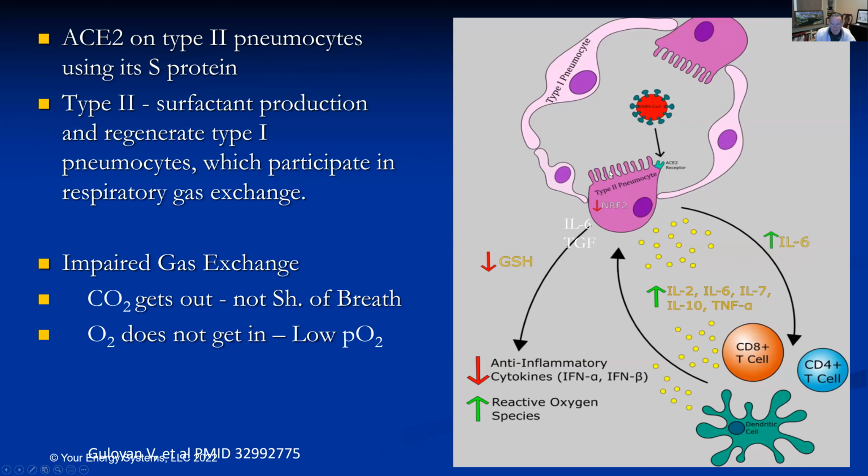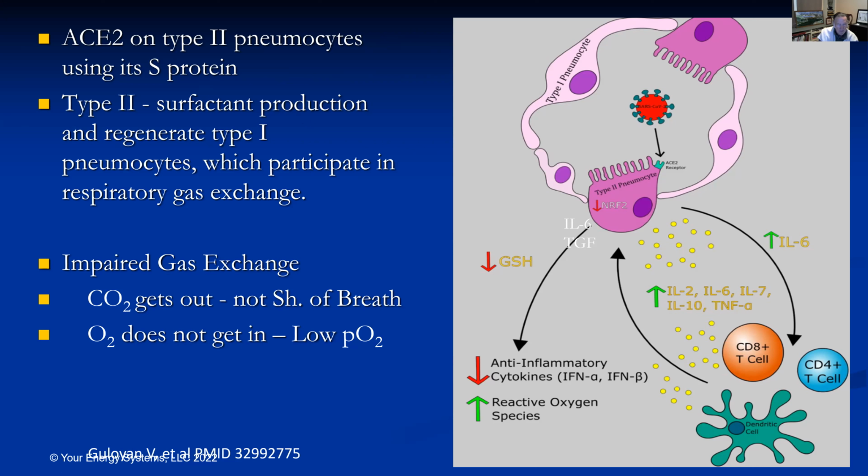In the type 1 and type 2 pneumocytes, type 2 has an ACE2 receptor, which can bind with COVID-19 and cause damage to the cell. When these cells are damaged, they in turn can no longer take care of the type 1 pneumocytes. Type 1 pneumocytes become swollen, and this is the problem with gas exchange, because gas exchange occurs with the type 1 pneumocyte.